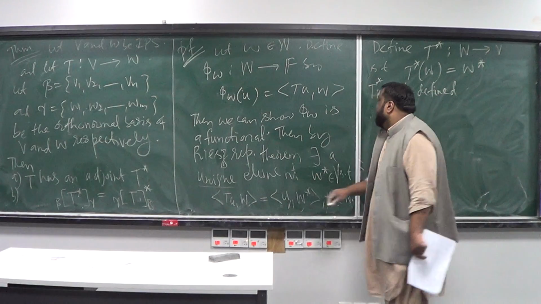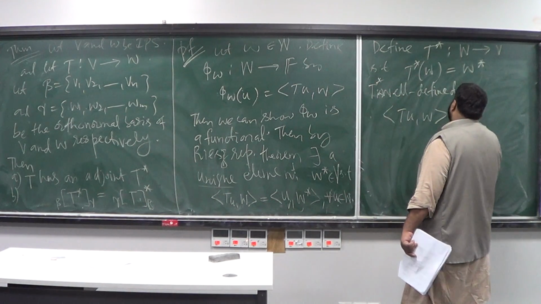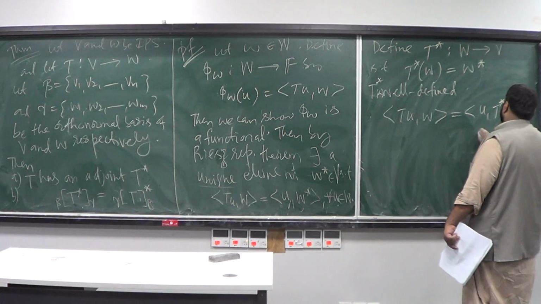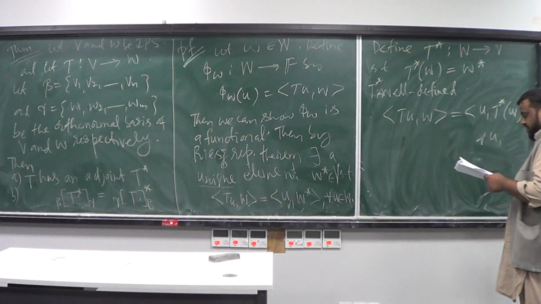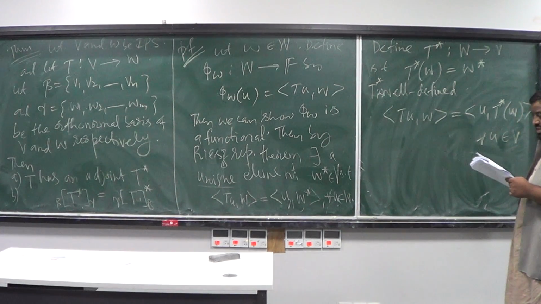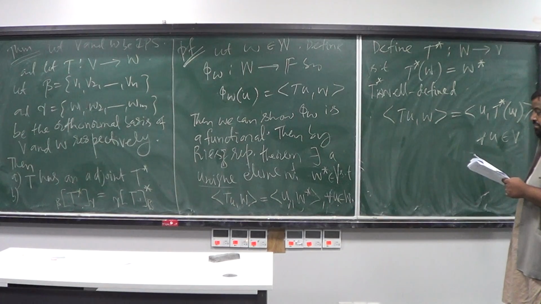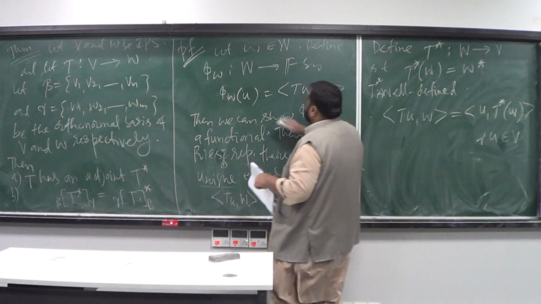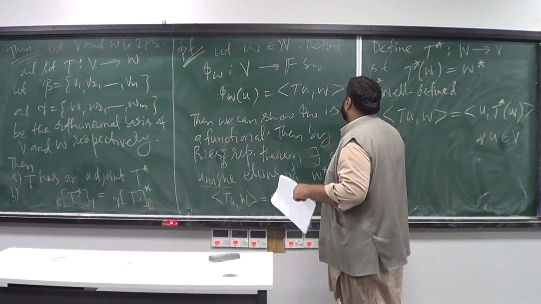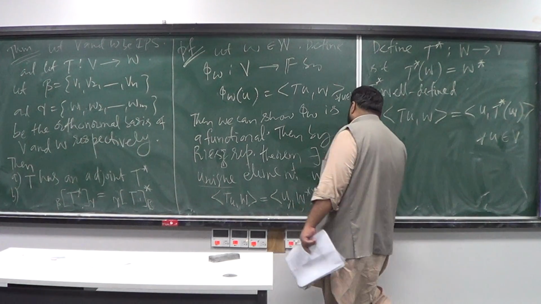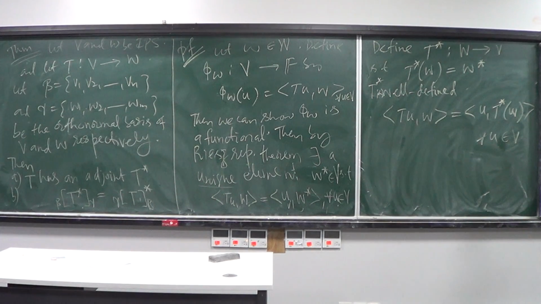So now, since this is true, you can say that <T u, w> is equal to <u, w star>, but w star is equal to what you call T star w, for all u in V. So is it? This is not a linear functional on W, but it's a functional on V actually. So you have to be a bit more careful. This should be for all u and w, and w star is also in V. So this is true.